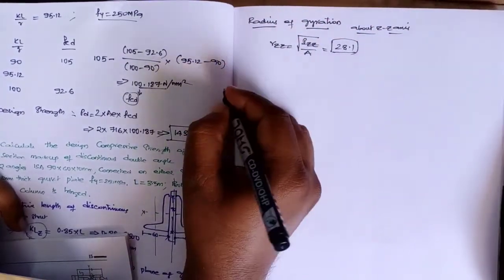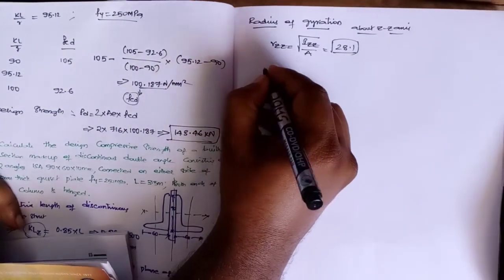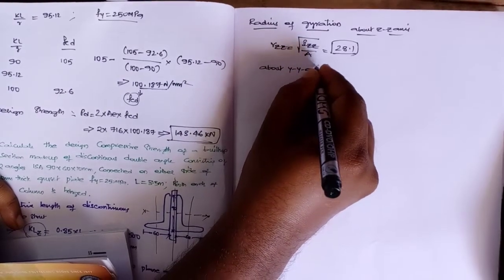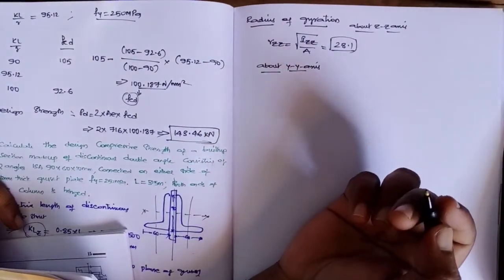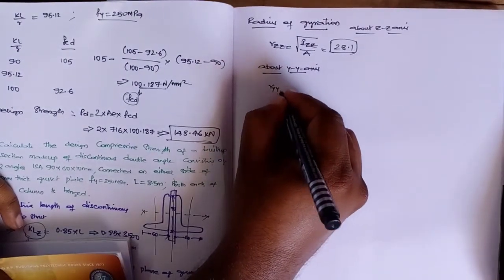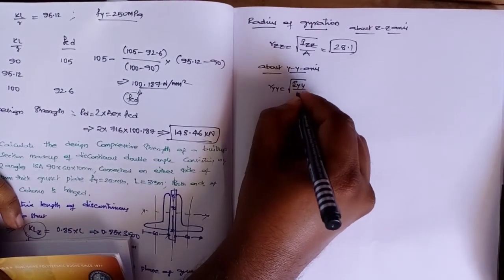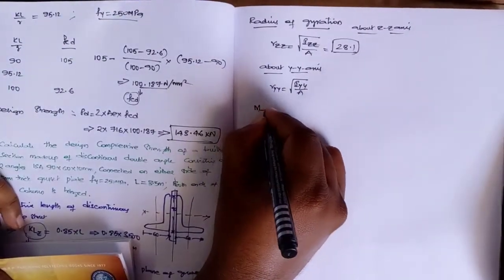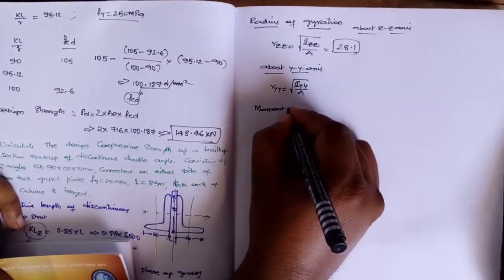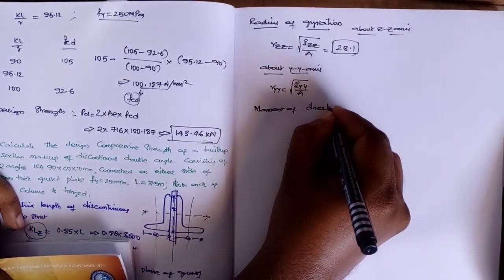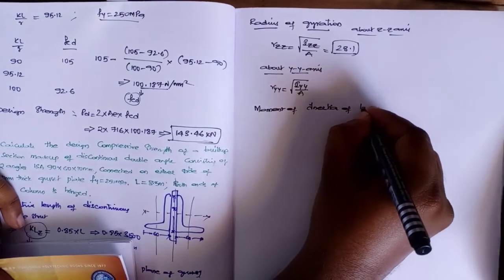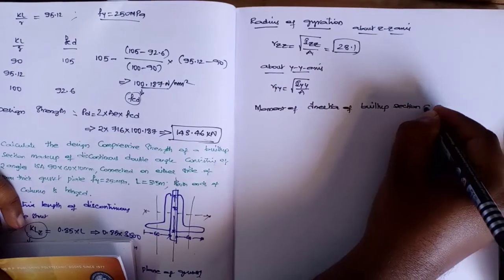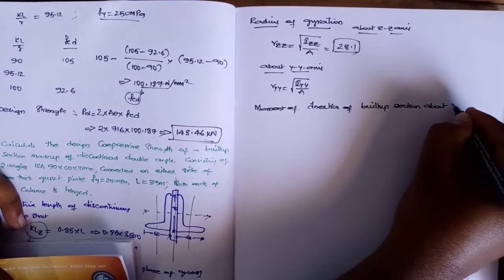Next, about the YY axis. RYY equals under root of IYY by A. Now what is this IYY? It will differ, because here is the moment of inertia of the built up section about the YY axis.